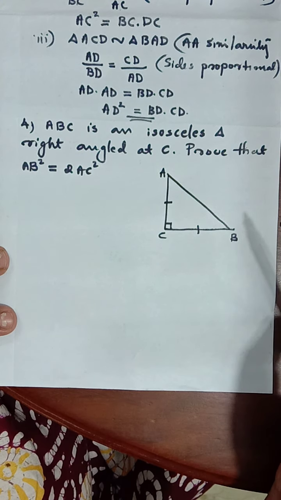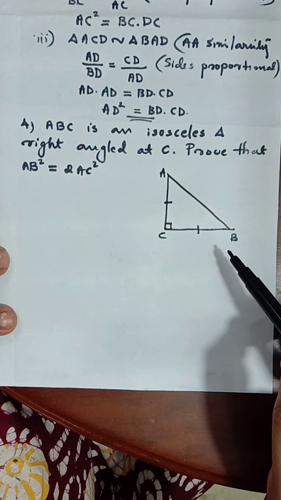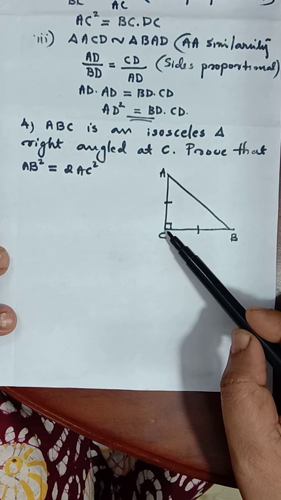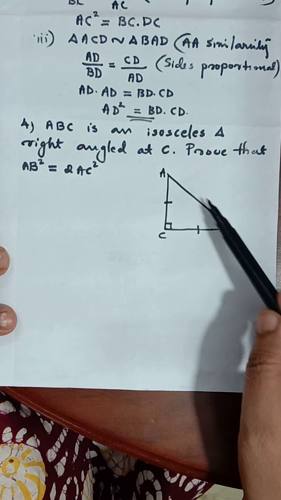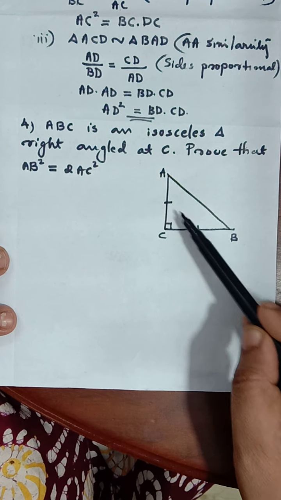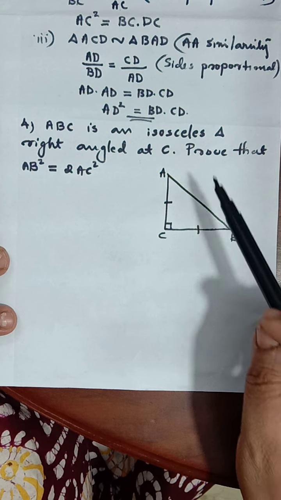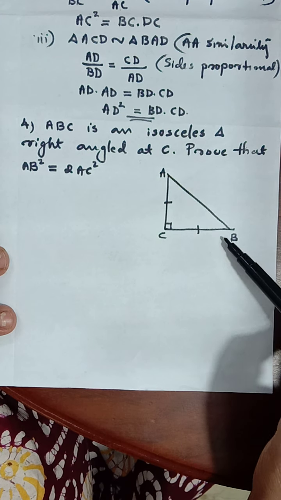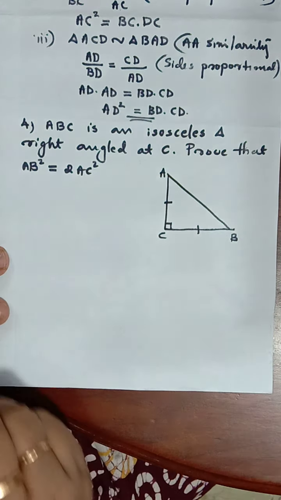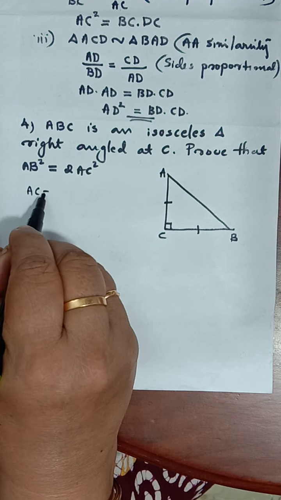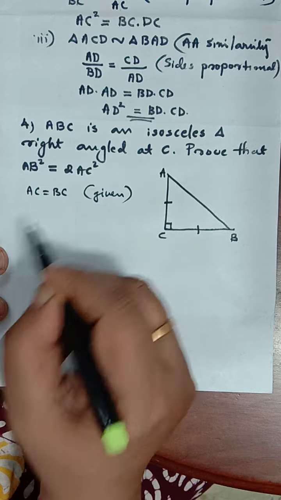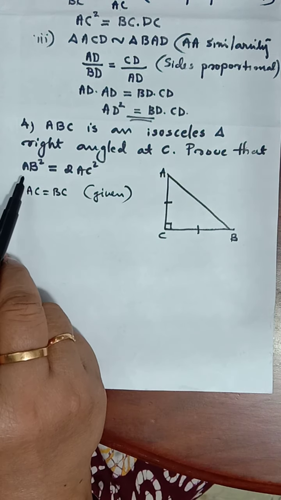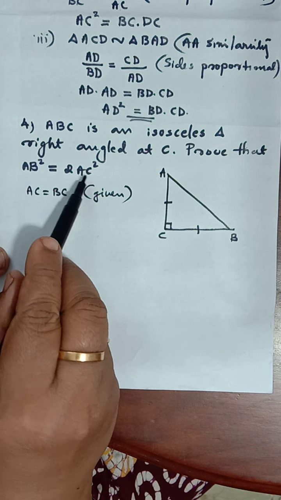ABC is an isosceles triangle. If it is isosceles and right angled at C, C is 90. Opposite side is called hypotenuse. That will be the long one. Therefore, the other two sides are equal. Isosceles means two sides equal. That means AC is equal to BC. It is given to us. Okay. Now we have to prove that AB square is equal to 2AC square.